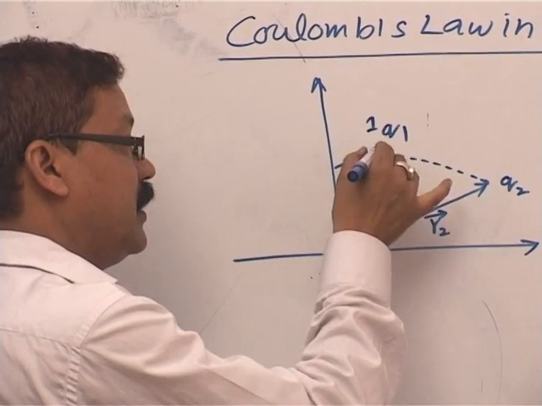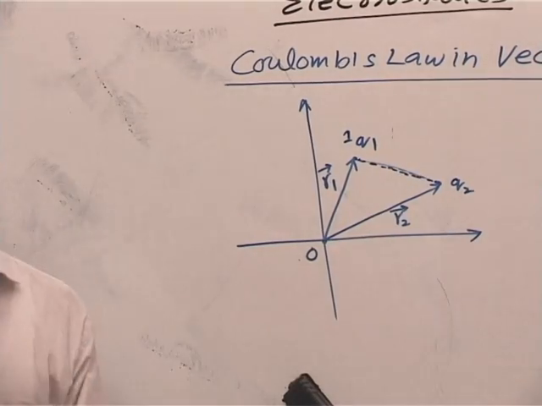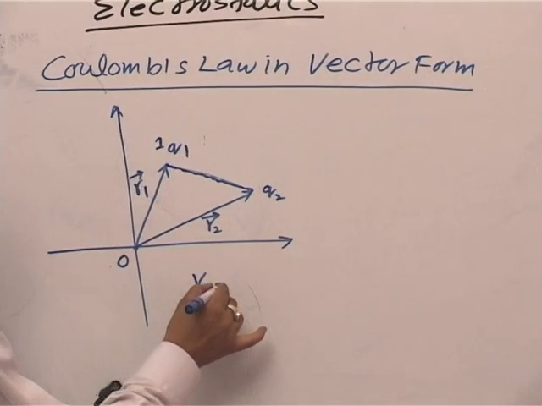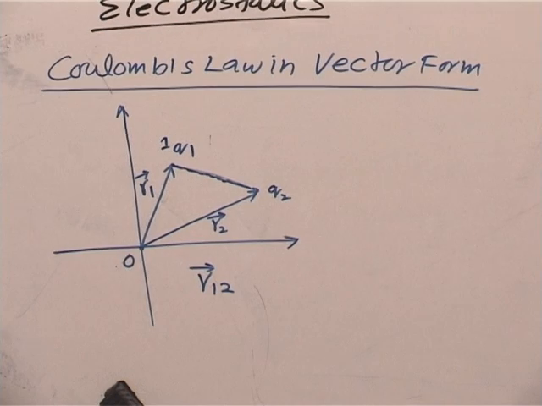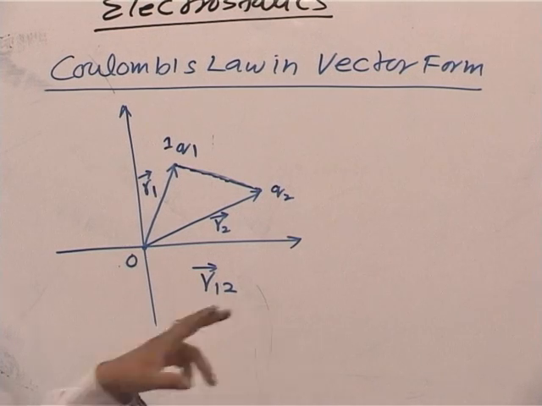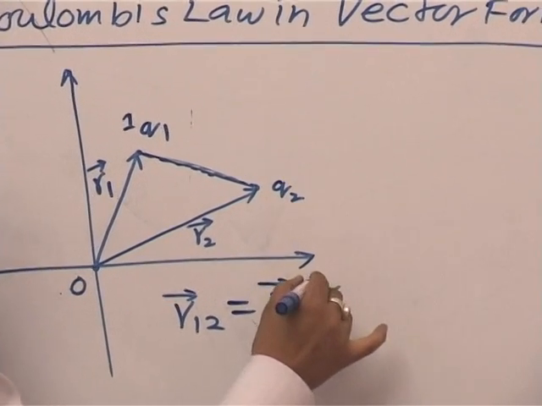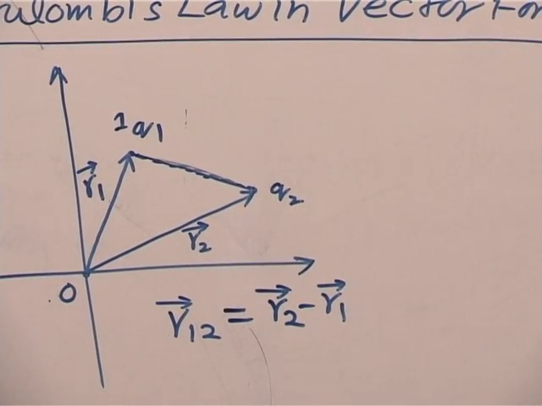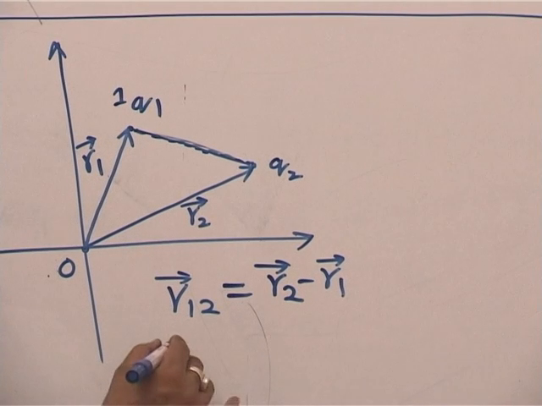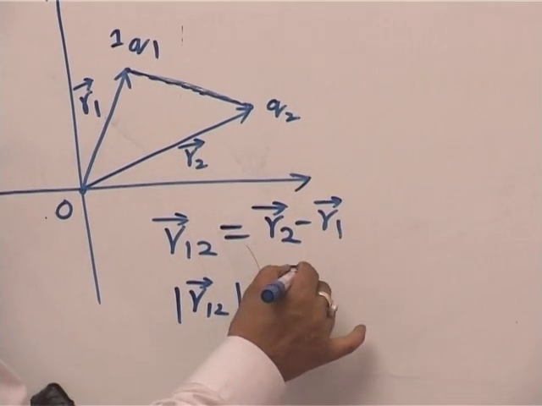So from vectors we know that if you join these two points, then this vector we represent as r12. If I am drawing a vector from 1 to 2, then we say this is r12, and r12 will be r2 minus r1. This is r2 minus r1 from the triangle law, you know this. So the magnitude of this will be the magnitude of r2 minus r1.